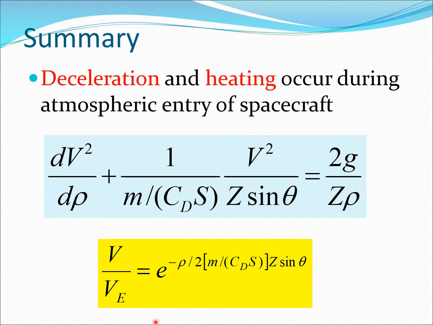Now, the solution of this for a special case where theta was constant and we were ignoring the weight was given by this equation here. So this is something which we can use to get an idea about the velocity versus the entry velocity which the spacecraft sees as it enters the Earth at a constant angle theta. So again, that's something to remember. This is a special case for the equation.